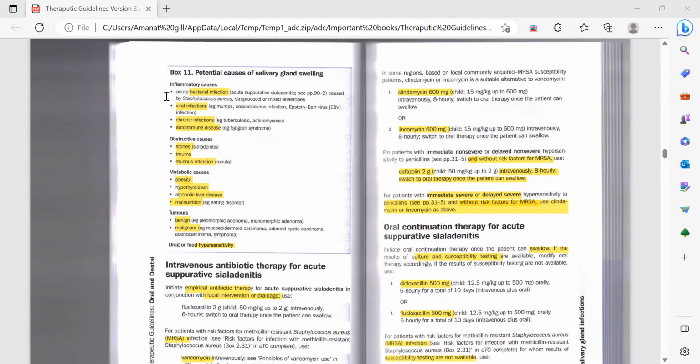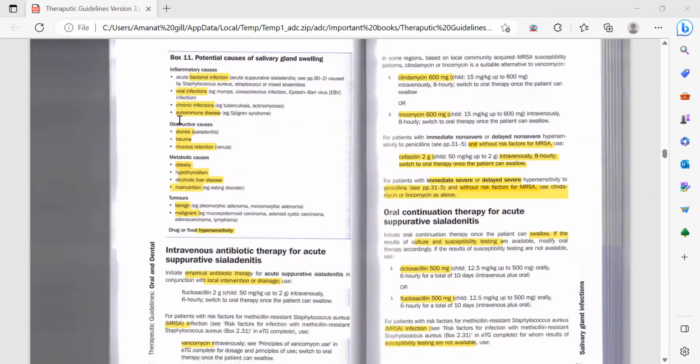So the most likely cause could be inflammatory, which could start either from a bacterial infection or a viral infection, or any chronic infection such as tuberculosis or actinomycosis, or any autoimmune diseases such as Sjogren syndrome. And the other common cause is obstruction. If there is any obstruction in the duct and the saliva is getting pooled there and there is swelling, there might be stones, or trauma to that duct, or a retention cyst which is called mucous retention cyst or ranula.